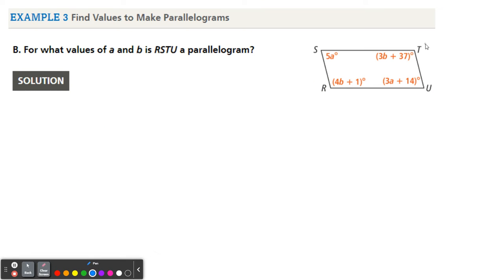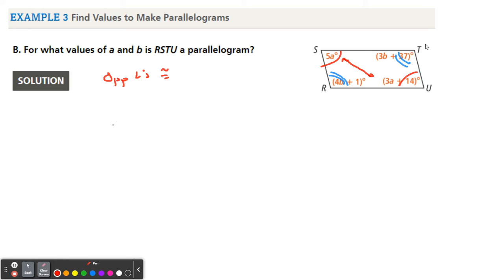Okay, next question. For what values of A and B is RSTU a parallelogram? If we take a look here, I think we're using the idea that the opposite angles need to be congruent because they give us A's and B's in the angles. Notice that it is S and U that have the A's. They're opposite angles. They need to be congruent. And then the R and T have B's. They're opposite angles, so they need to be congruent.